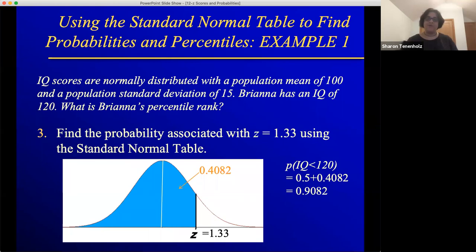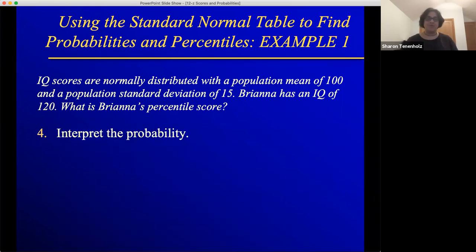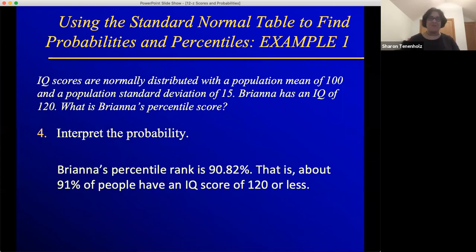Okay. So what these calculations have shown us, if we want to interpret the probability, is that Brianna's percentile rank is 90.82%. I've just multiplied by 100% there. That is, about 91% of people have an IQ score of 120 or less. So by calculating the z-score and then figuring out the probability associated with that z-score, we can really put that score in context. Her percentile rank is almost 91% with that IQ score of 120.